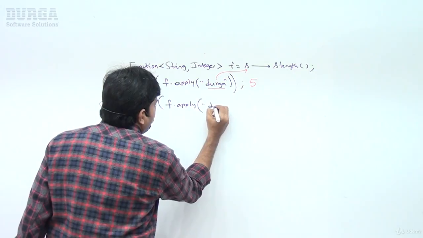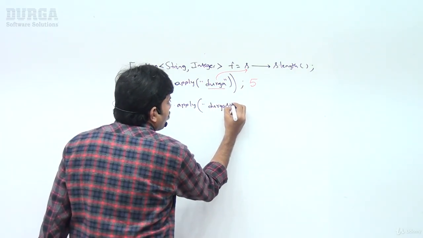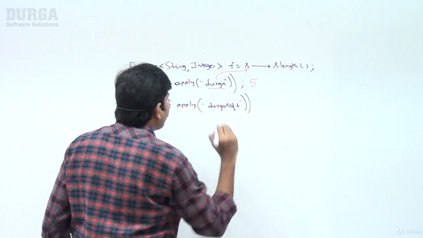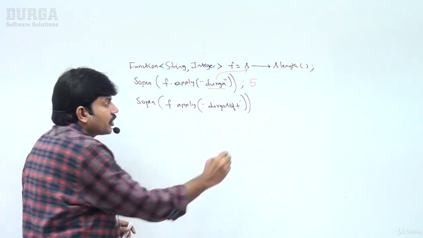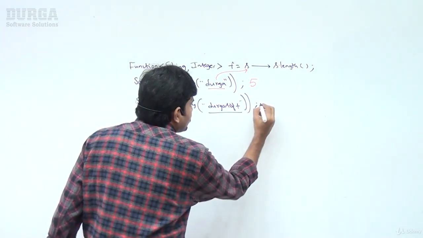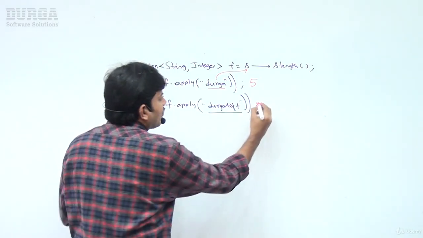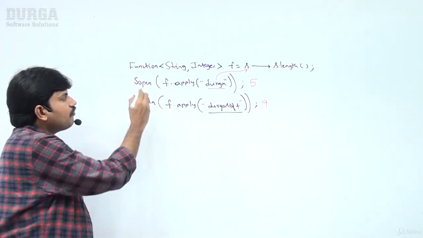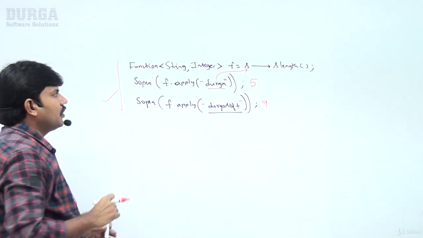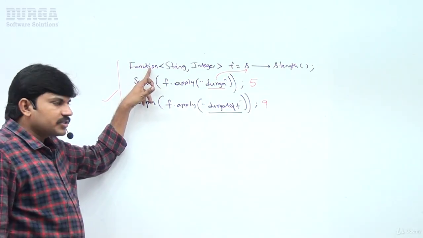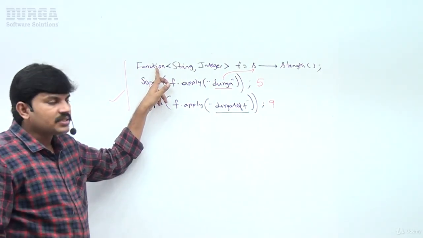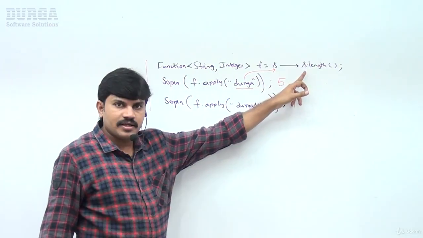f.apply("Durgasoft"). Are you getting? f.apply("Durgasoft"). Can you please tell what is the length of this one? What is the length of this one? 9. Okay, a simple executable code. Remember this one. Function is a functional interface and hence it can refer to a lambda expression.